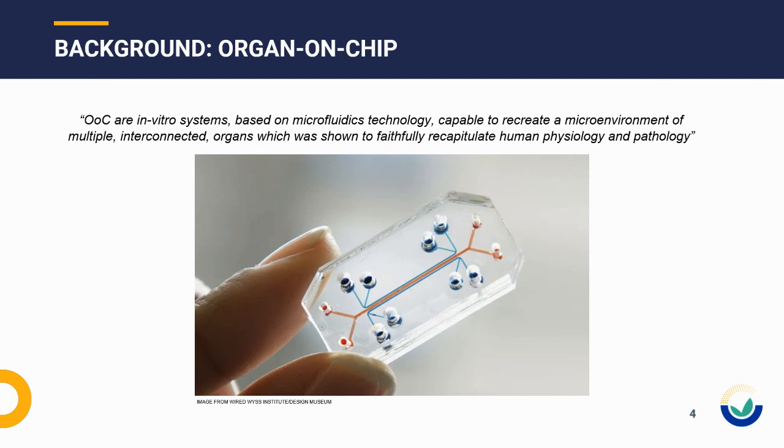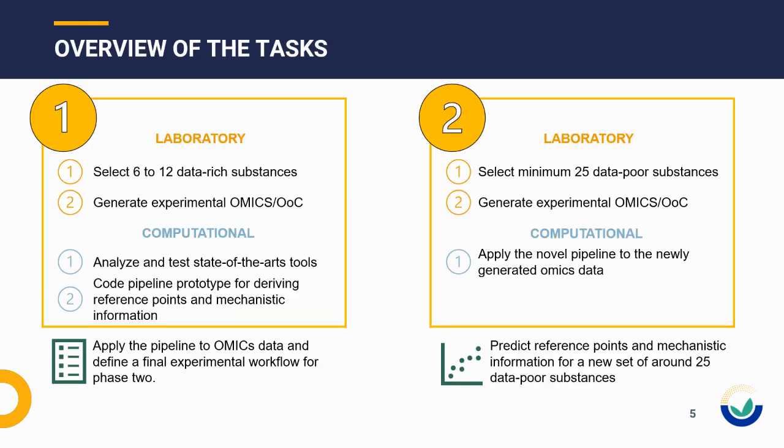Another one of these techniques is organ-on-chip. Organ-on-chip are in vitro systems based on microfluidics technology, capable of recreating a microenvironment of multiple interconnected organs, which was shown to faithfully recapitulate human physiology and pathology. The tender call is divided in two phases, Phase 1 and Phase 2.